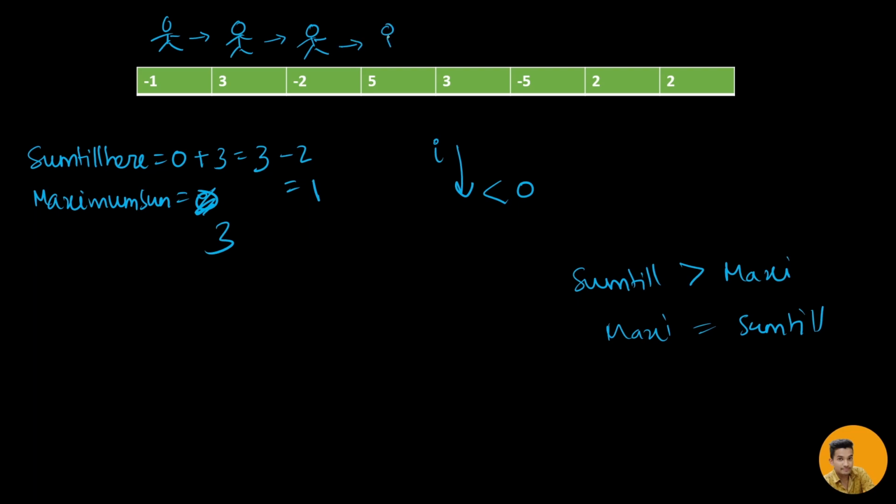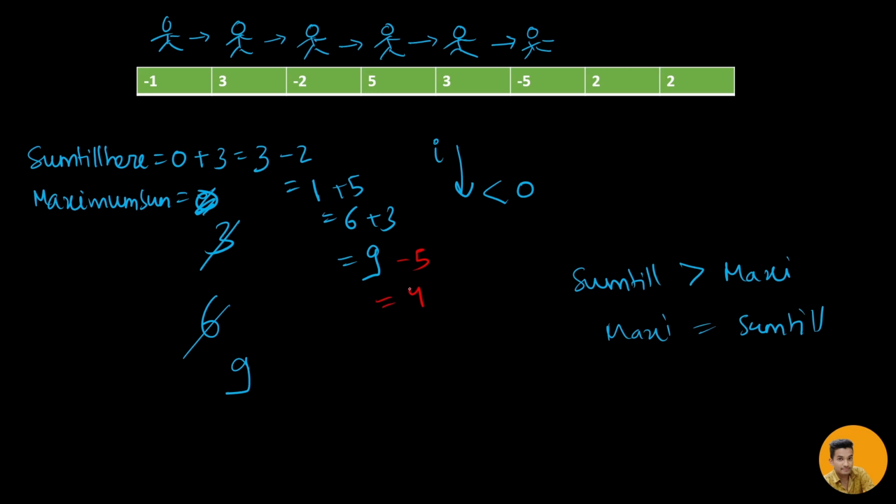We will again move forward and yes, it got 5, and this becomes 1 plus 5, it becomes 6. So this maximum sum is less than sum till here, so this maximum sum is gonna snatch this sum till here and this will become 6 and sum till here will move forward. It found 3, it becomes 9. So maximum sum, it is less, so it is gonna snatch the sum till here, it becomes 9 and this will move forward. This becomes minus 5, so 9 minus 5 is 4. So maximum sum is not gonna touch it.